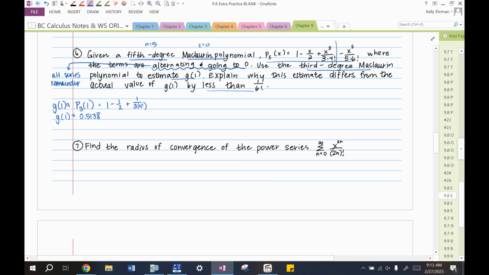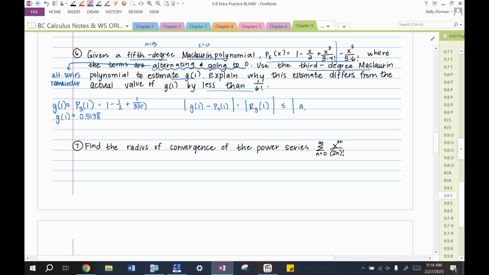All right, and then explain why this estimate differs from the actual value. So they gave us this important information here. So we can use the alternating series remainder, which says, all right, we are trying to approximate g of 1. The difference between actual g of 1 and our P3 of 1 should be equal to the remainder of a third order polynomial evaluated at 1. And that should be less than or equal to the absolute value of the first neglected term.